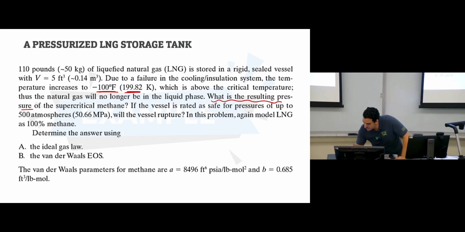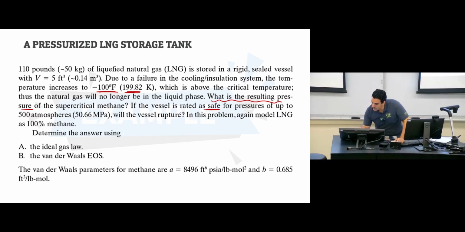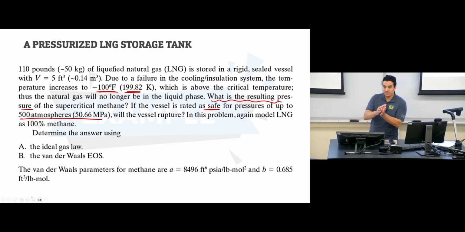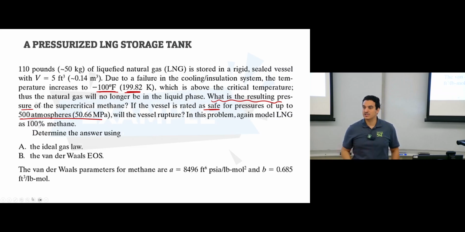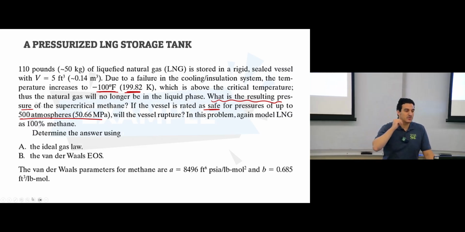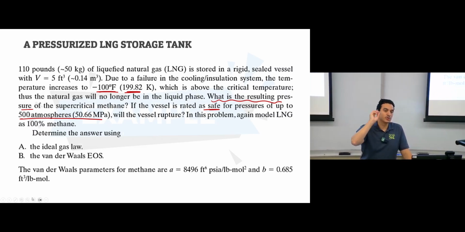Here, the vessel is safe if the pressure increases up to 500 atmosphere. At any value below 500 atmosphere, this is a safe condition. Just to imagine this number, the pump is almost 10 atmosphere, so this is 50 times any pump we have.